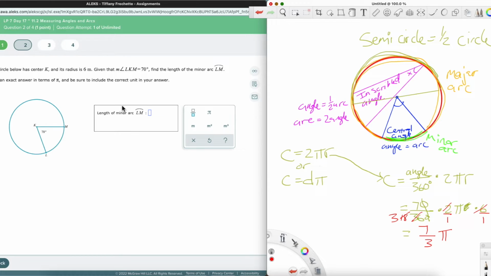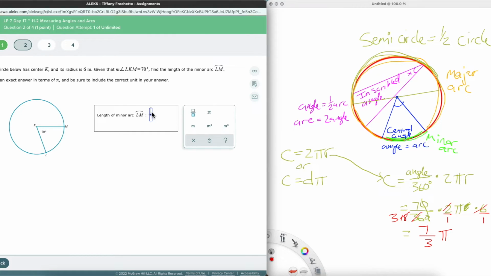So I'm going to go 7 over 3 and then put pi on the end. And I need to make sure that I include my correct unit. This is just the length of the arc, so I'm going to put meters.